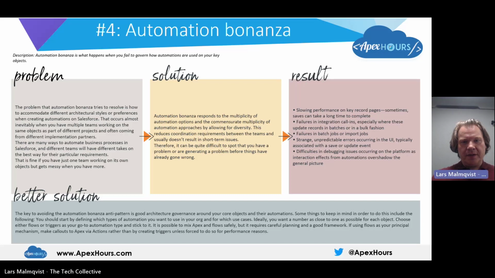So typically, this antipattern occurs when you need to accommodate different architectural styles or preferences for automation. Some people prefer triggers, some people prefer flows, some people prefer different trigger frameworks than other people, some people prefer different ways of organizing flows than other people. And that can also lead to a number of conflicts.